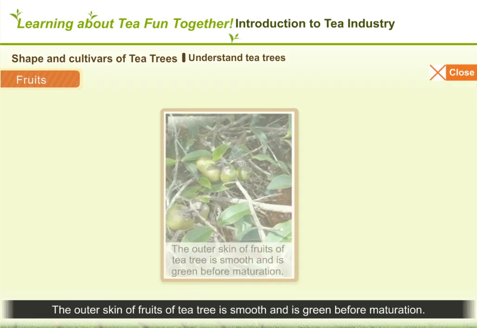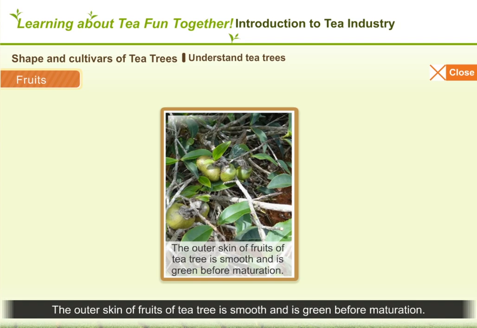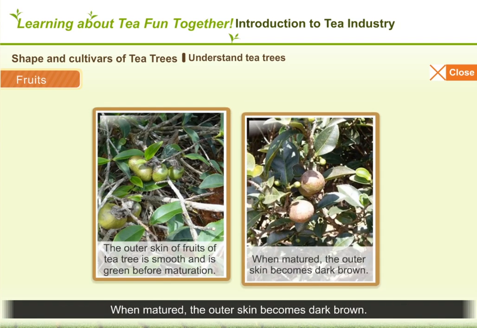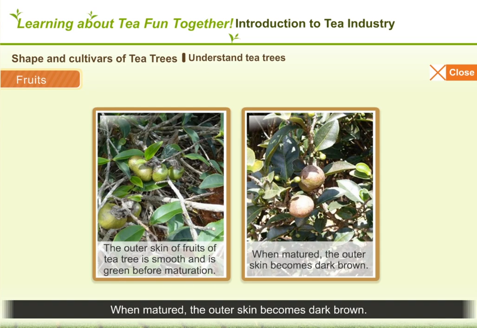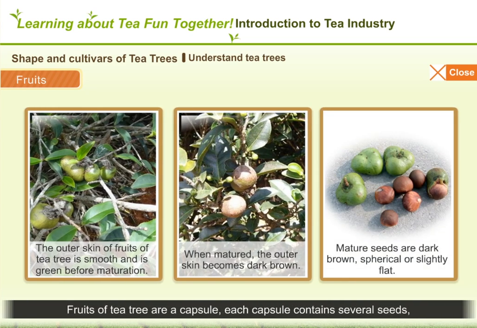Fruits. The outer skin of fruits of the tea tree is smooth and is green before maturation. When matured, the outer skin becomes dark brown. Fruits of the tea tree are a capsule. Each capsule contains several seeds, and the mature seeds are dark brown, spherical, or slightly flat.